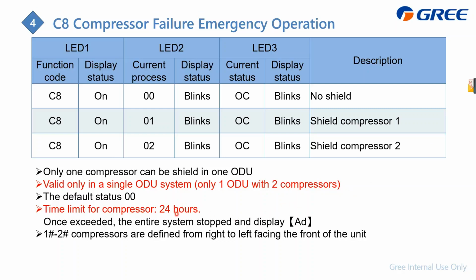If out of this time, an AD is displayed, and the whole unit cannot work again. For the compressor emergency mode, this is only for the single outdoor unit system, only one outdoor unit with 2 compressors. And we can shield 1 compressor.